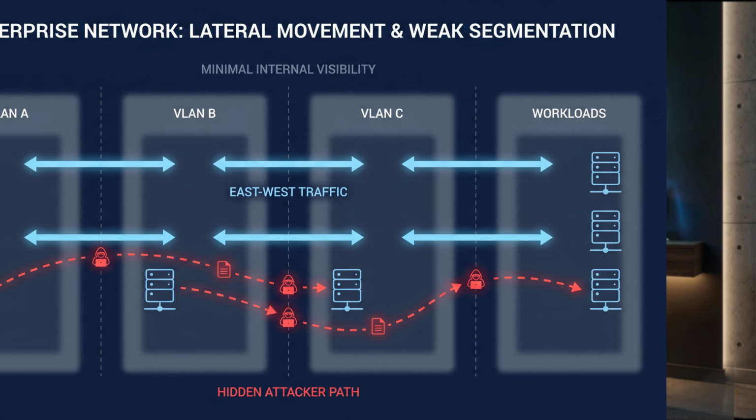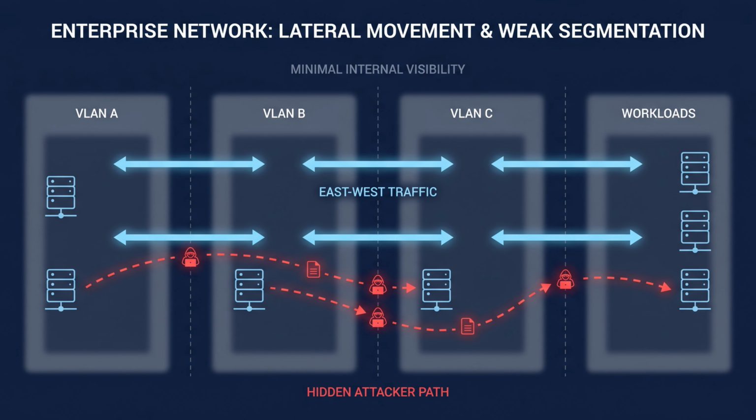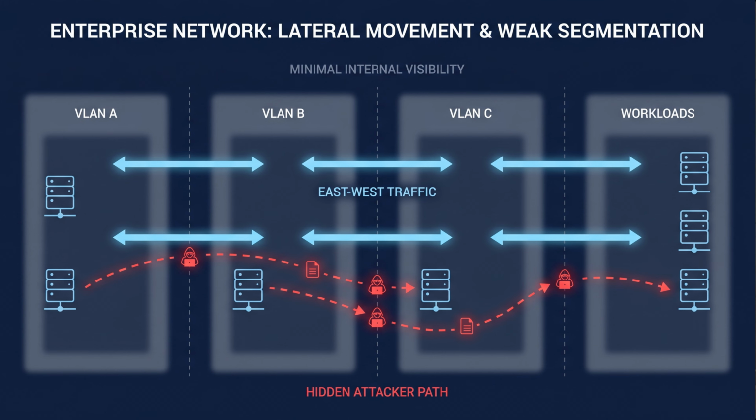East-west traffic is different. East-west traffic is traffic moving inside the environment: endpoint to a file share, application server to a database, server to a backup system, identity system to an application, management network to an infrastructure. This internal traffic is what shows how your environment actually behaves. And once an attacker gets inside, this traffic is what they care about.